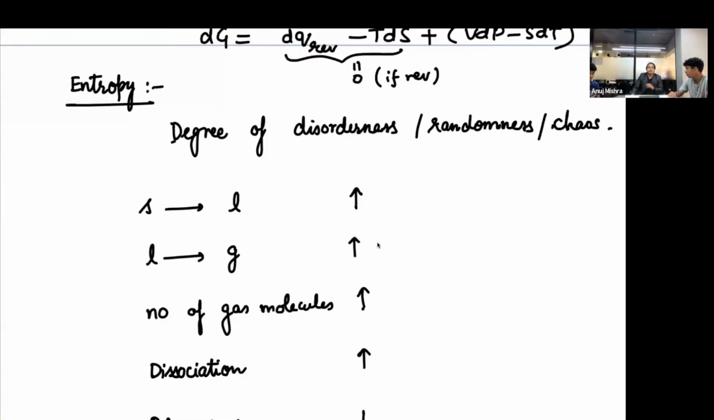Solid to liquid, what will happen? Can we say entropy will increase? Liquid to gas, entropy will increase. When liquid converts to gas, the energy of gas is more. Okay, just simple.